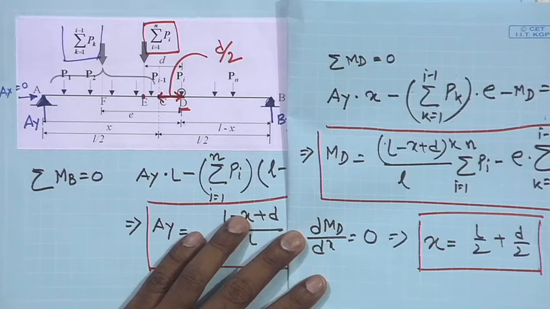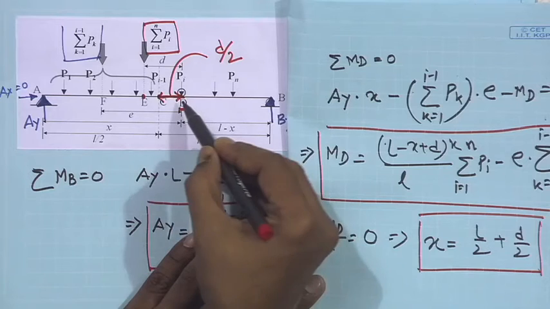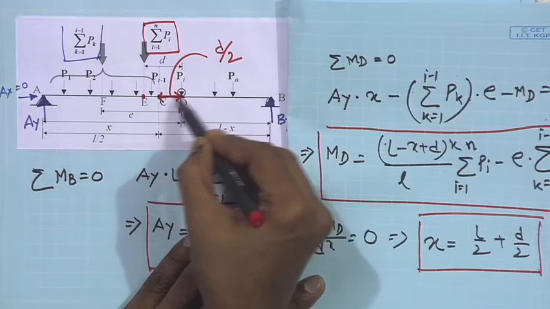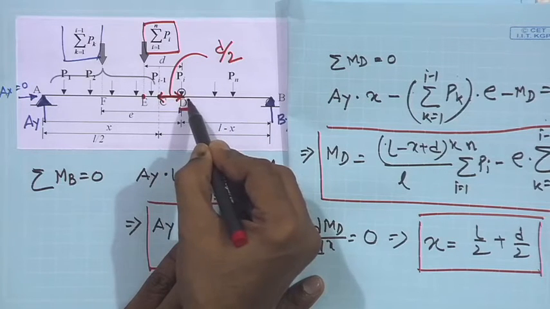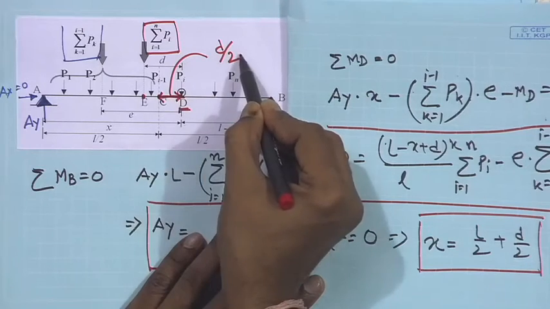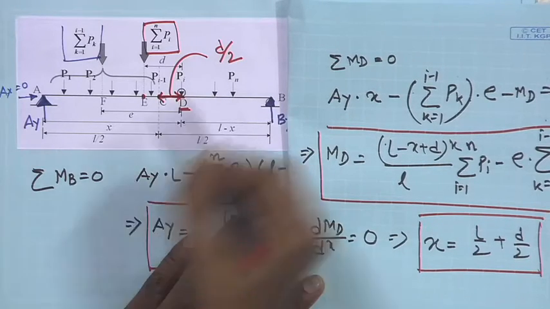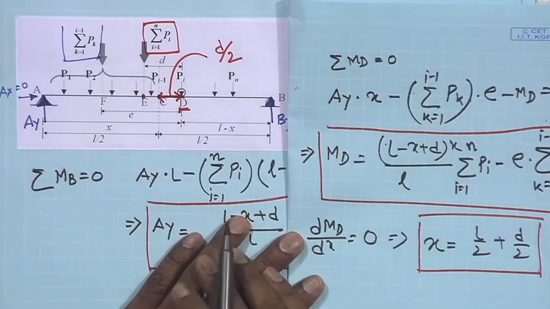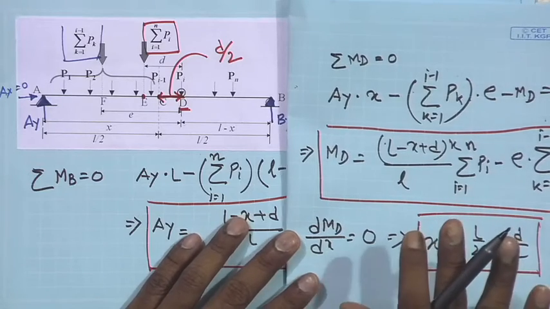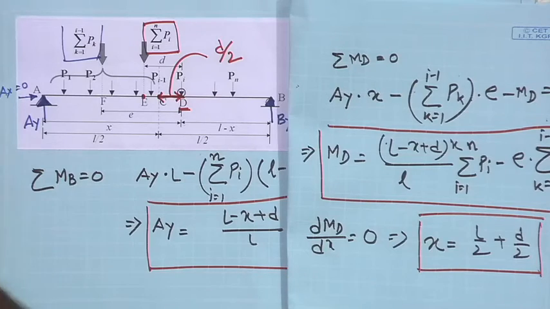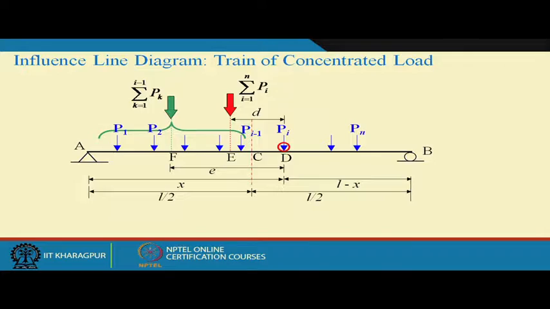Okay. So, this says that the total load should be placed in such a way that D should be located at a distance d/2 from the mid span. C is the mid span and D is the point at which we want to determine the bending moment. If this distance is d/2, then the bending moment at D will be maximum, and d is the distance of the resultant of the entire load from point D. Okay. So, this is the condition. The condition will be clear if we just quickly do one example.